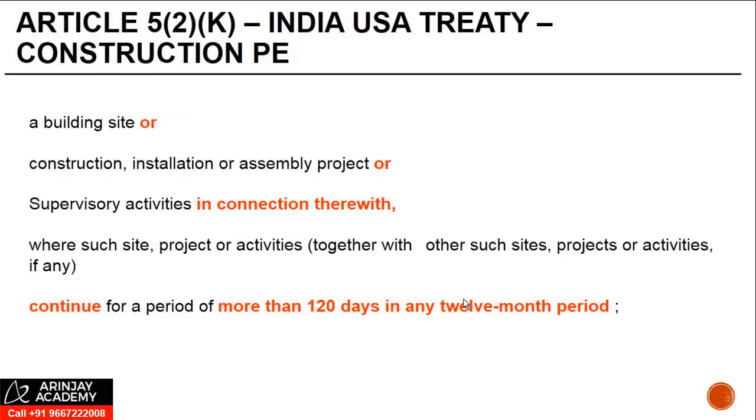Construction PE, this is basically in Article 52K. A building site or a construction, installation, or assembly project, or supervisory activity in connection therewith. Now, in the previous one, I told you that this kind of a clause may also be present in some treaties. It was not there, but it's there in this particular treaty. So, a building site, if there is a foreign real estate guy who's building a project in India, the building site may be a PE for him. A construction project, you're constructing a factory. Installation, so let's say telecom equipments are imported in India. If there's a foreign supplier who's installing that equipment, that installation site may be a PE for them. Assembly project, assembly is kind of putting the things together. Or supervisory activity in connection therewith.